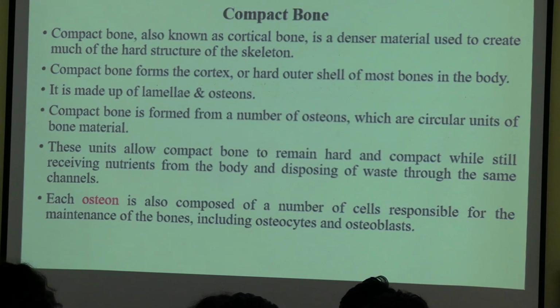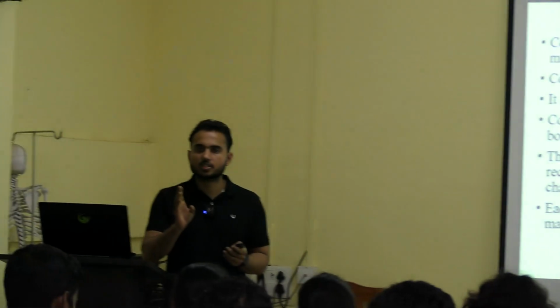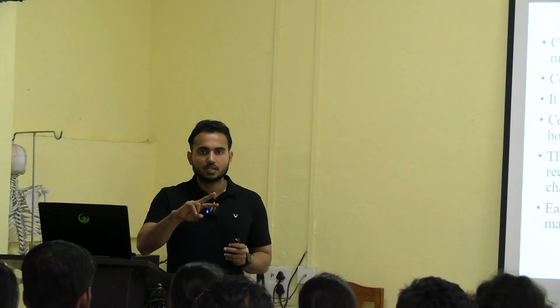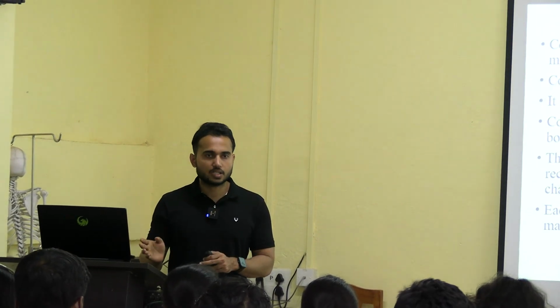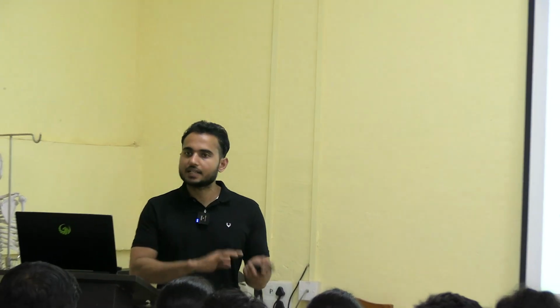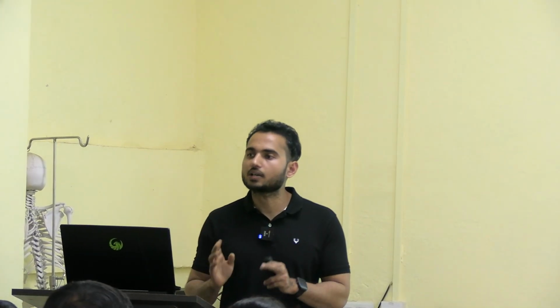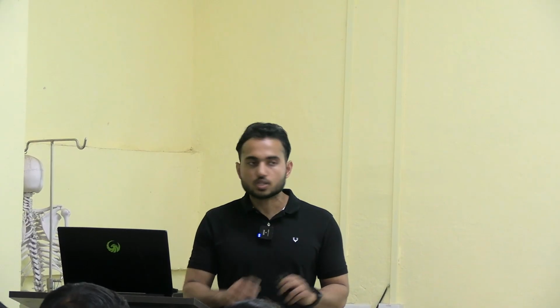I hope you know that bone is a connective tissue. We have discussed connective tissue, then the classification also. In classification, I have told you that two types are there: generalized connective tissue and specialized connective tissue. Cartilage is also a specialized connective tissue. Along with the cartilage, bones are also specialized connective tissue. So we are discussing the specialized connective tissue.